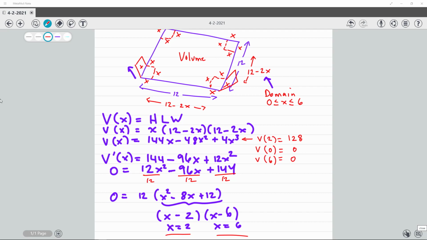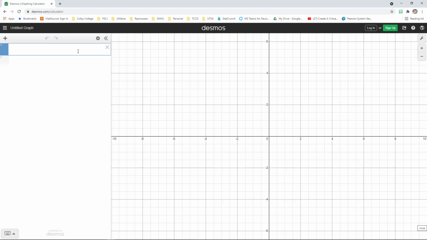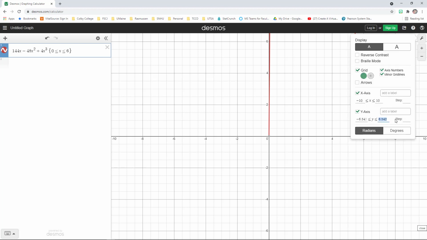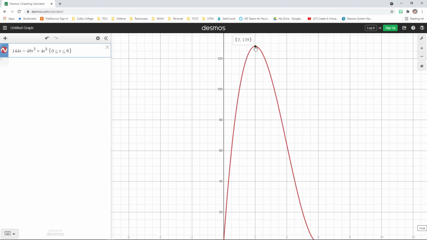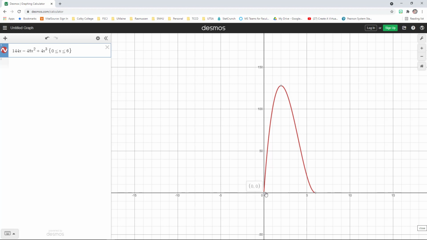Another thing that's important to see is what this looks like as a graph. So this is my volume function, which was 144x minus 48x squared plus 4x cubed, and we said the domain was going to be between 0 and 6. We already know from our answer that the y value is way up here at 128, so I just changed it to that. Now we can see why certainly that's a max and why these values are 0. It just helps you see the actual graph.